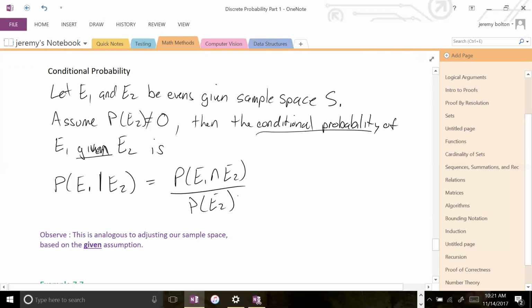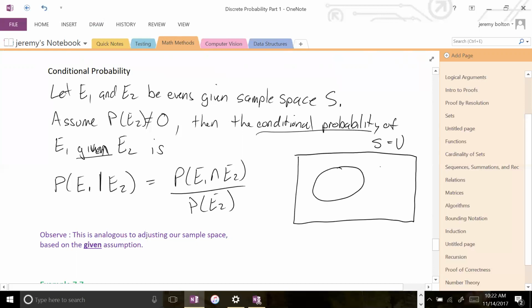And to provide some more intuition, you can use a Venn diagram to illustrate what's going on here. Again, here our sample space S is our universe of discourse. We have two events that have occurred, E1 and E2. If we know that E2 has occurred, then we've eliminated everything outside of E2, or the complement of E2. And so we have, in a sense, a new universe of discourse isolated to just E2. So now we want to know what's the new probability of E1.